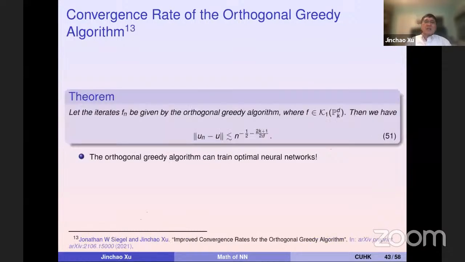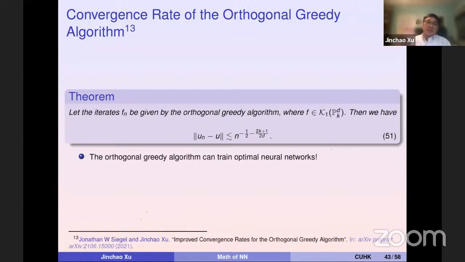We actually have done quite a few things on these with Jonathan here. And in terms of the orthogonal greedy algorithm, traditionally one can only get n to the negative half, but we could get the extra power, which is the optimal rate of convergence in the K1 space that we have been working with.